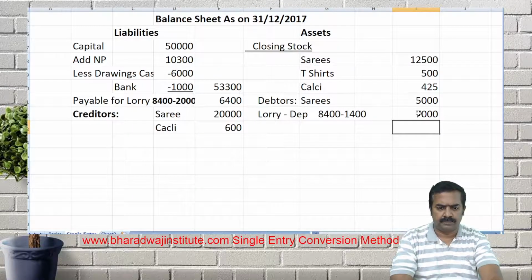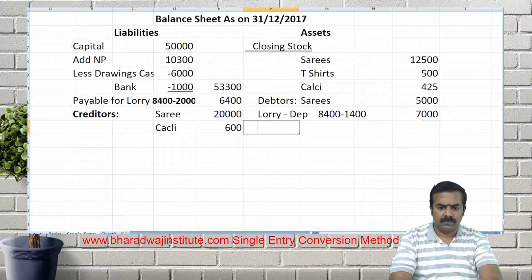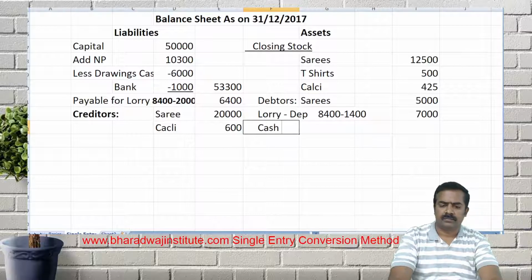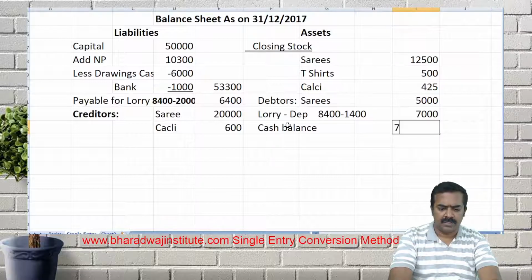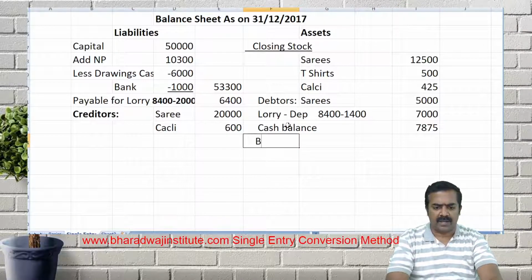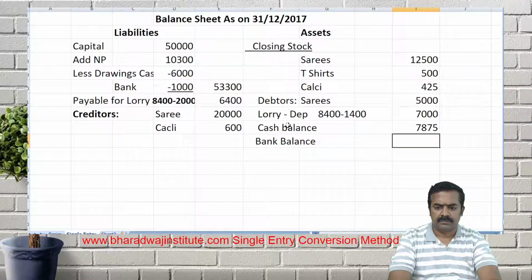Then what is the next one? Cash balance. What is the cash balance? 7,875. Bank balance?